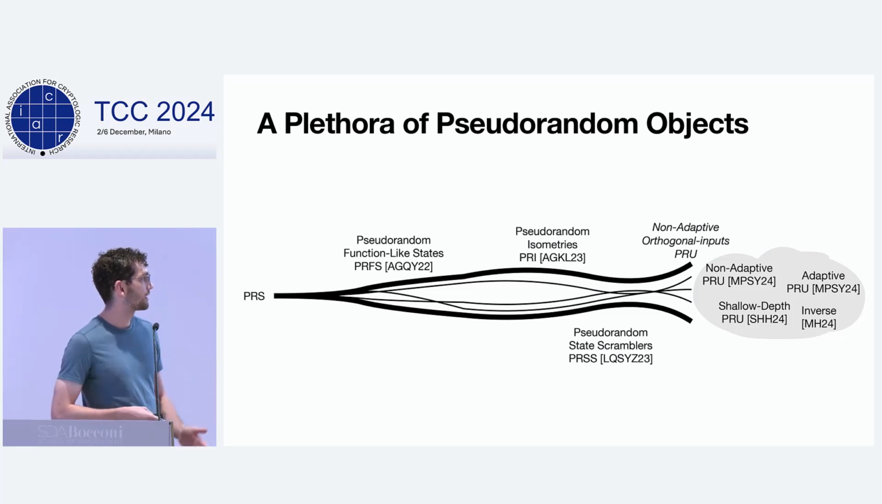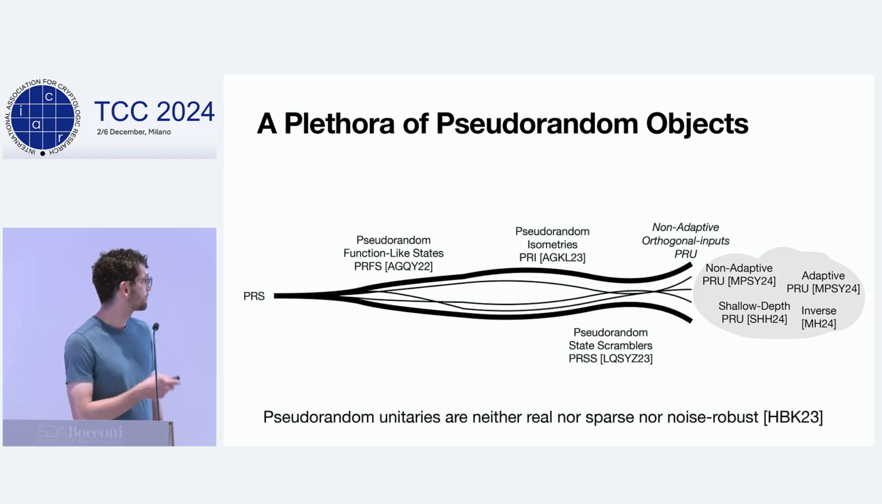We could not have gotten even non-adaptive security because in a work from 23 from Haug, Bharti, and Koh, they proved that pseudorandom unitaries cannot be real-valued. So in a sense, we're almost there, but we have a hard no-go result.